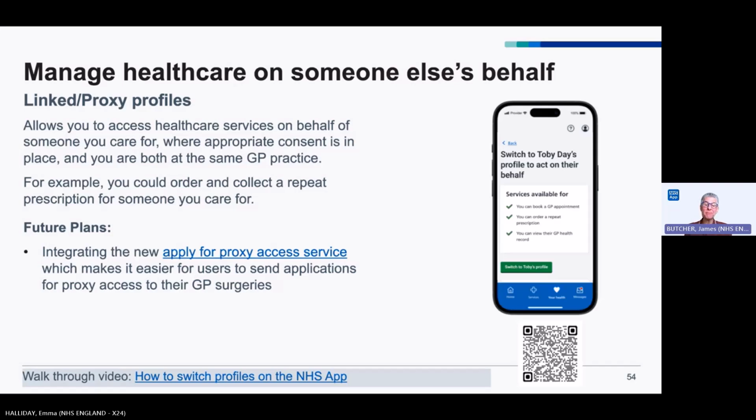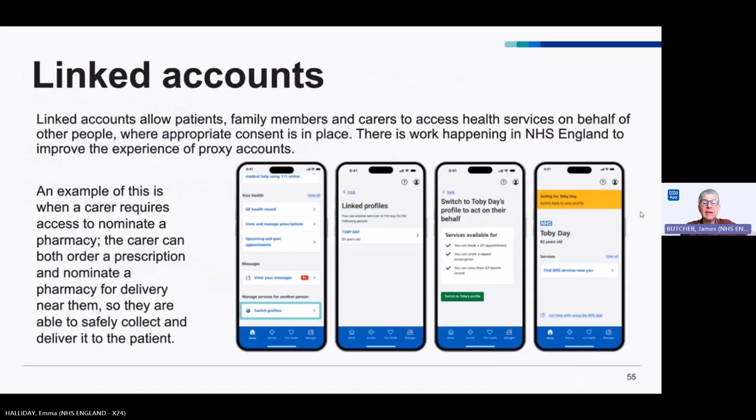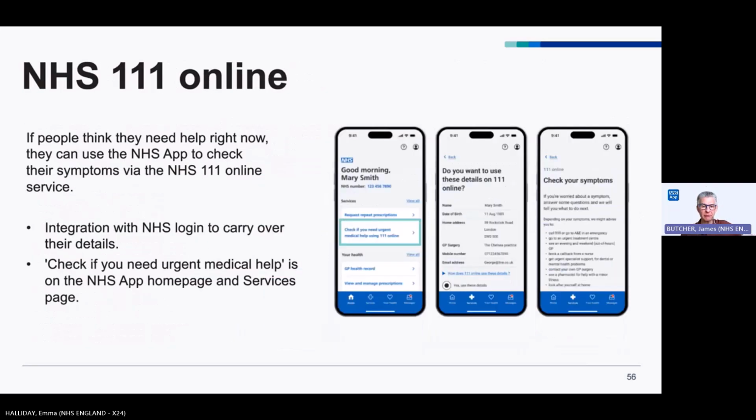This will really depend, and I can't emphasize this enough, on the GP IT suppliers agreeing to ours, that's the NHS App team's timelines. And again, this next slide is just for information. This shows the linked account profiles, just some screenshots for you to have.